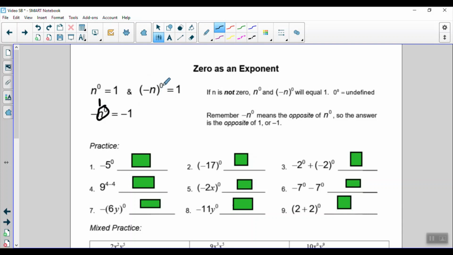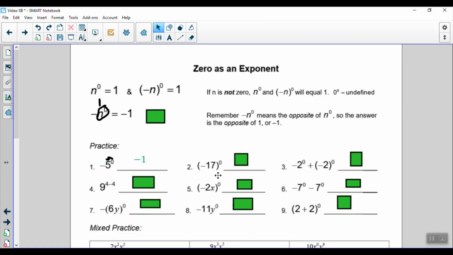When it's in parentheses, the 0 is applying to the negative and to the n, and it's changing all of this to a positive 1. Okay, no parentheses. This part changes, but we keep our negative outside. So these are actually pretty simple. Most of the time your answer is going to be some variation of 1 or negative 1, unless you're adding and subtracting some things. Okay, so negative 5 to the 0, no parentheses. We're just applying the 0 to the 5, not to the negative, so we're going to keep our negative, and it's going to be a negative 1.